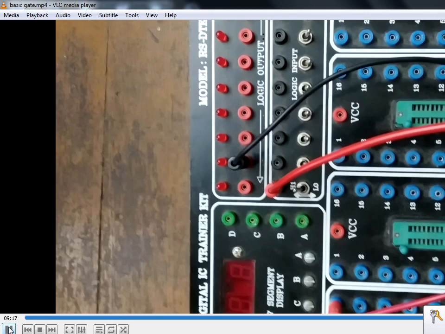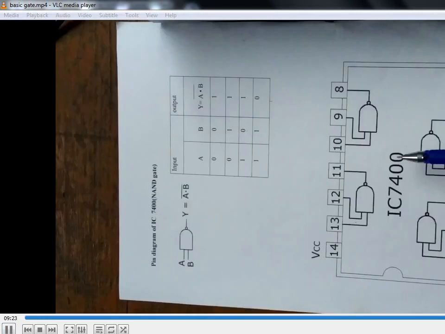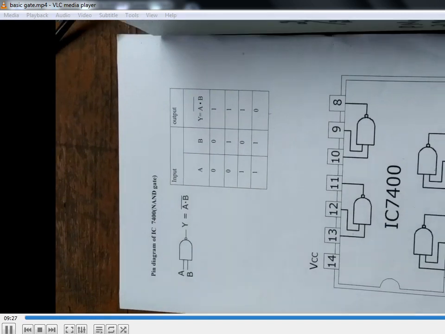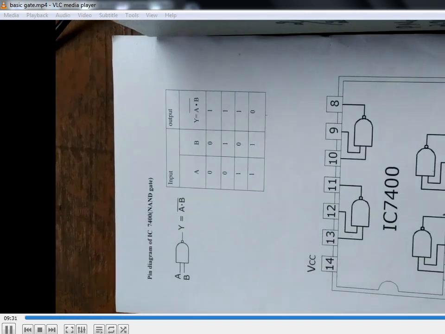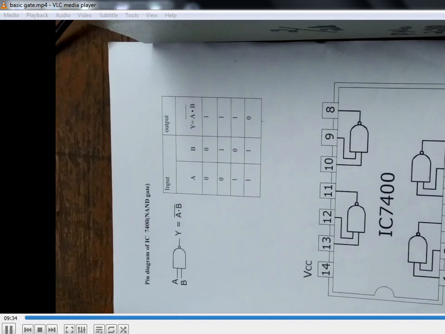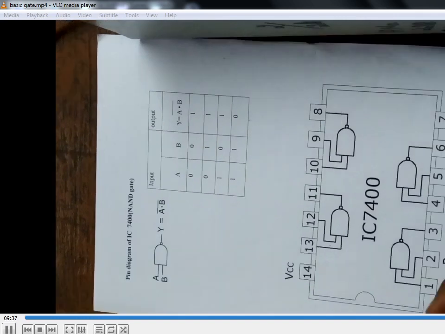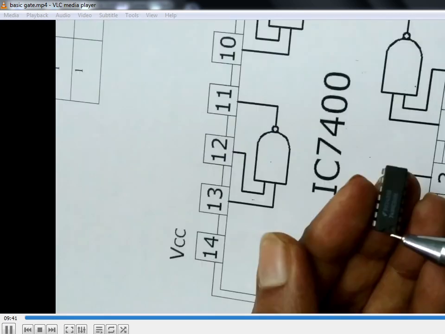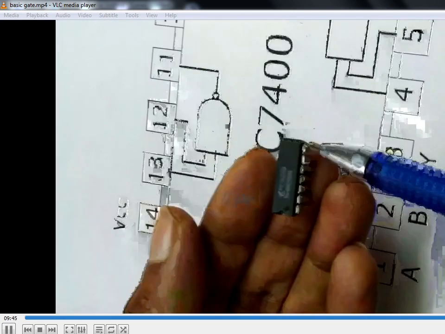Now we will take the NAND gate, that is IC 7400. It is a 14-pin IC. It has 2 inputs and 1 output. In this single chip, it has 4 independent NAND gates. Pin number 7 is connected to ground and pin number 14 is connected to VCC. This is IC 7400. This is the notch. This is pin number 1, pin number 7, pin number 8, pin number 14.